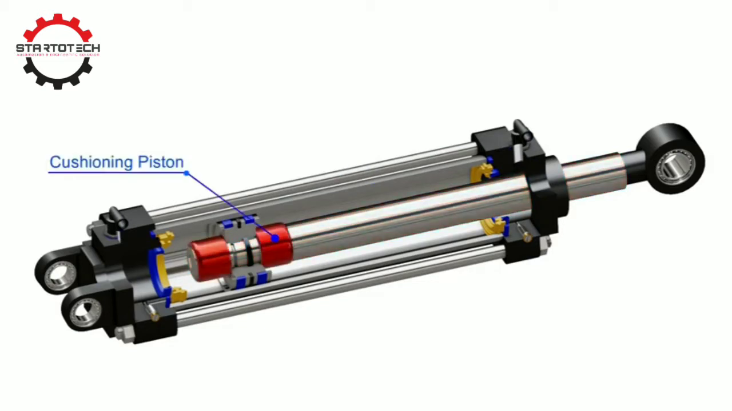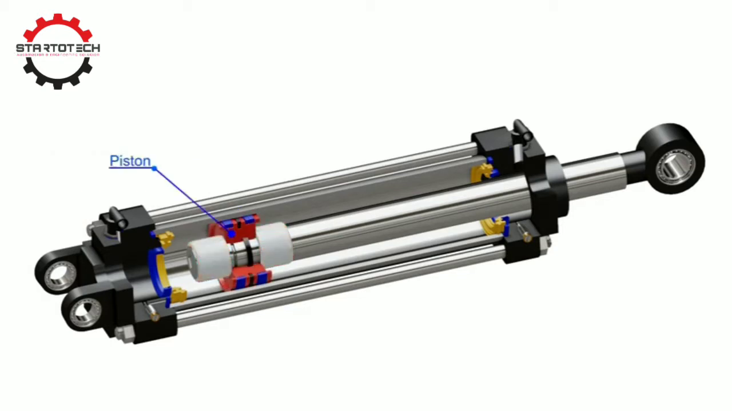Cushioning pistons are assembled with this rod. These pistons prevent any hard shocks at the end of the stroke by enabling the piston to stop slowly and gradually. The piston reciprocates back and forth when there is a pressure difference between any of the two sides.